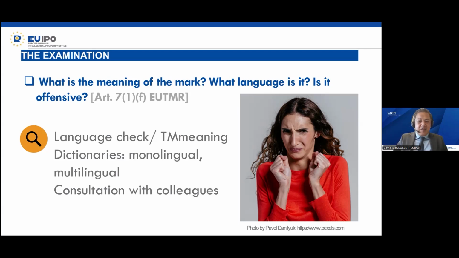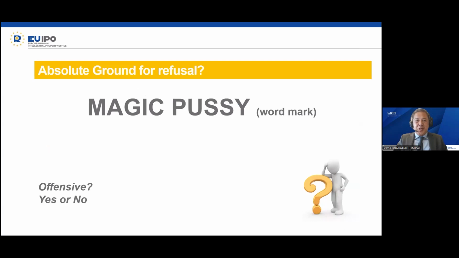The next one is again for you to participate. So let's all go on. The mark is this. It's called Magic Pussy, a word mark. So the question for you is: is this offensive, yes or no? In between, I will tell you what I see. So far, most of you have said yes.